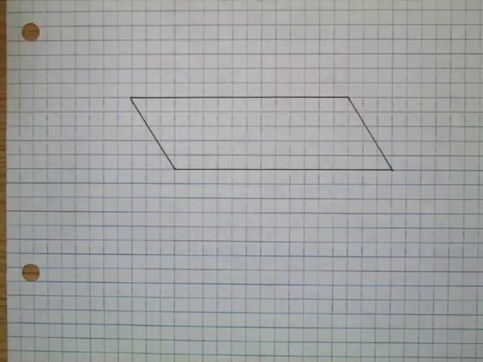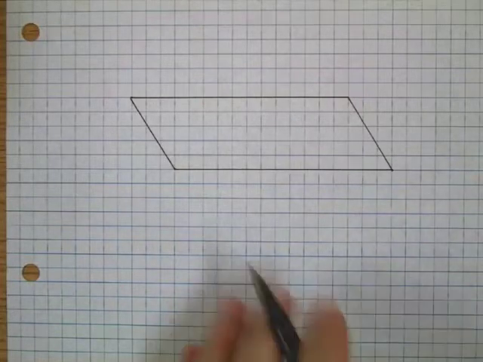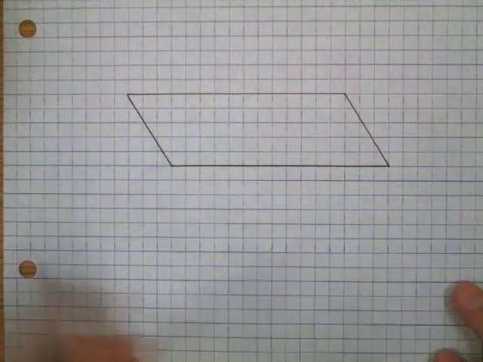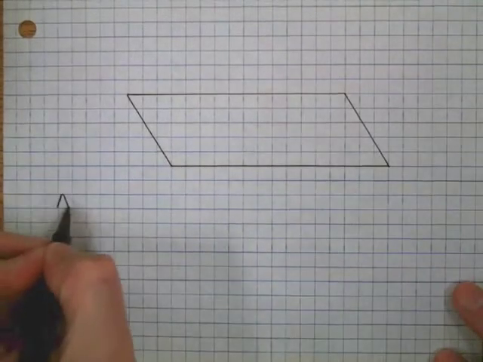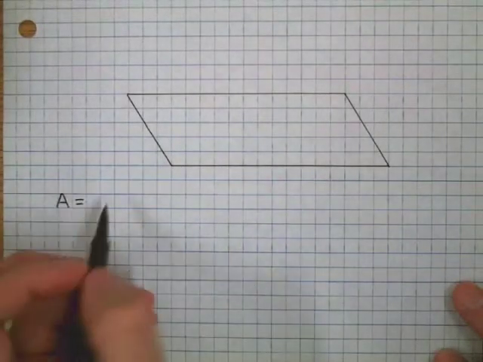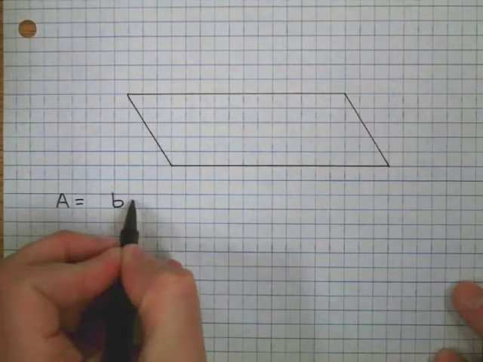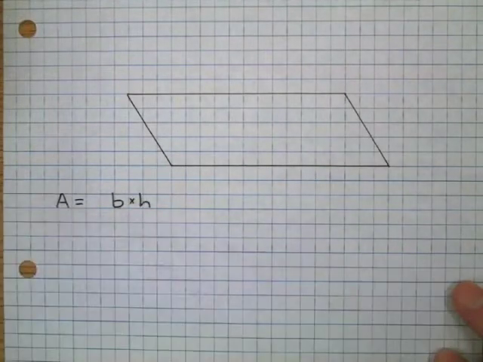Lesson 10-2. Our objective here is to find the area of a triangle. Well, here we have a parallelogram, and we know that the area of a parallelogram can be found by multiplying the base times the height.